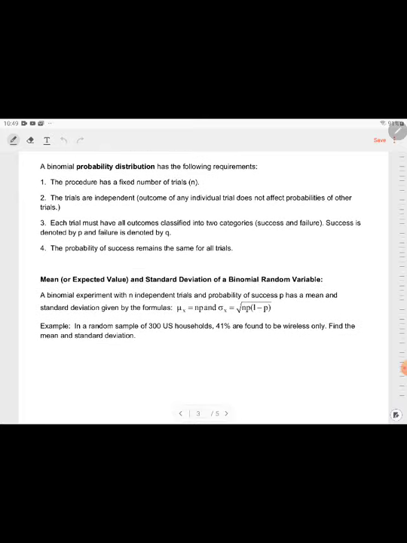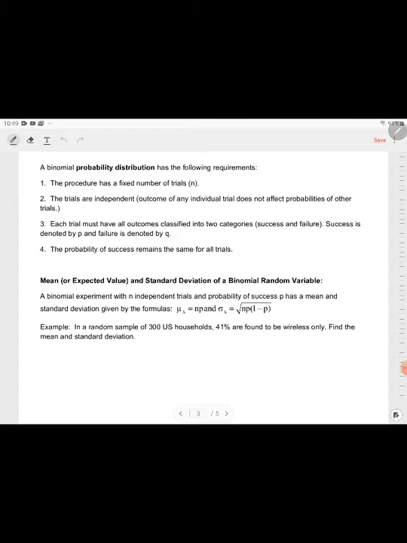And this page is a little bit of vocabulary. So to be a binomial probability distribution, there are 4 requirements we must check. The procedure has a fixed number of trials. The trials are independent. That means the outcome of an individual trial does not affect the probability of the other trials. Okay, each trial can only have 2 outcomes. It's either a success or a failure. Success is denoted by the letter P, and failure is denoted by the letter Q. And then the probability of success remains the same for all trials. Now, what's important here are these 2 formulas.